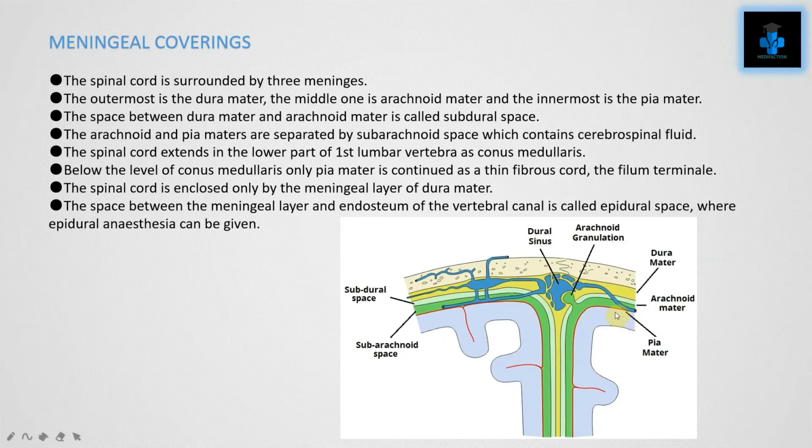The outer space between dura mater and arachnoid mater is called subdural space. This right here is the subdural space. The arachnoid and pia maters are separated by subarachnoid space which contains cerebrospinal fluid. This is the subarachnoid space.